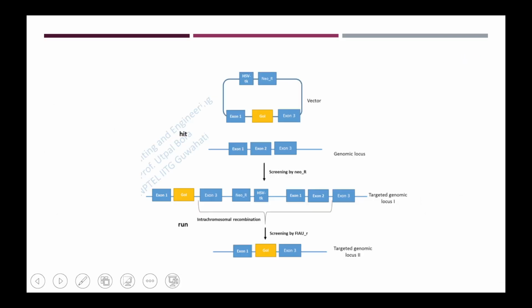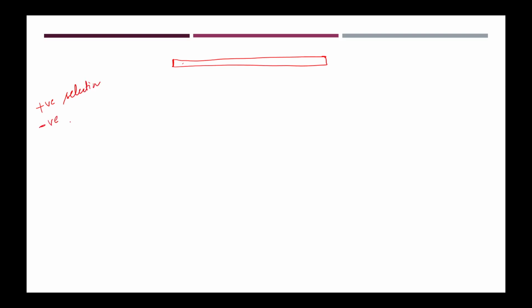Okay. Other than that, I also want to say how you select these kinds of recombinase or modified locus. There are two types of selection. One is positive selection. Another one is negative selection. Okay, positive and negative selection.